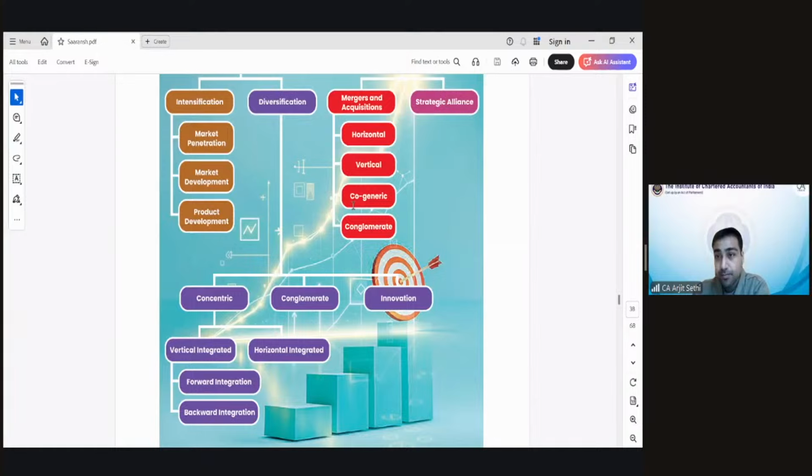Now, she buys this consultancy. Buying it is acquisition, because it is a related work, right? Obviously, it's a finance work. It's a finance consultancy. It's a co-generic thing. So it's an acquisition and it's a co-generic acquisition.